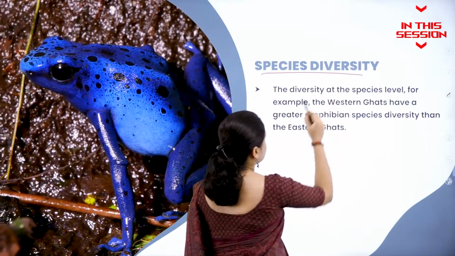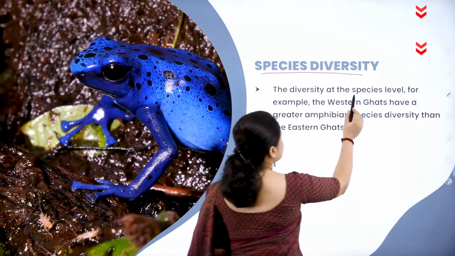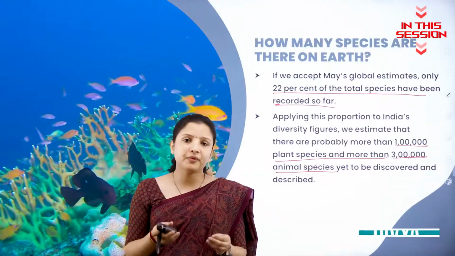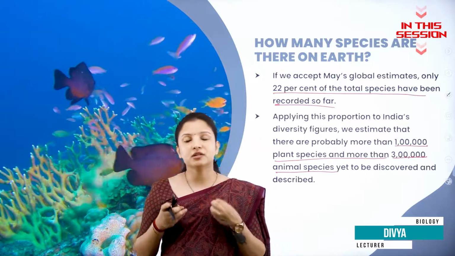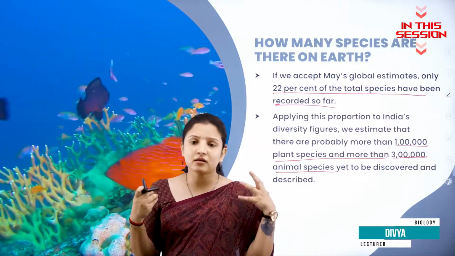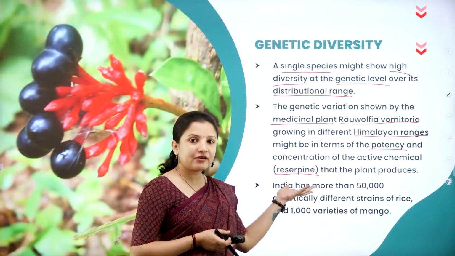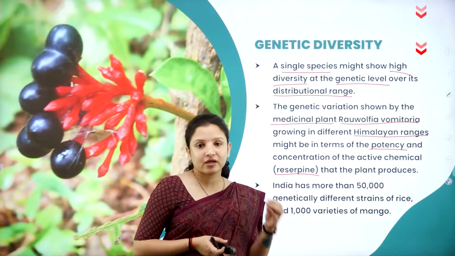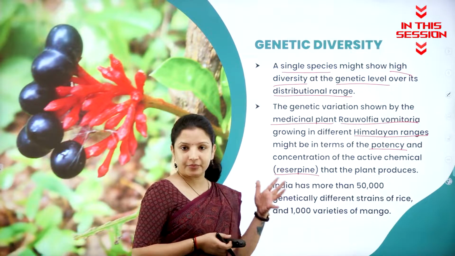Species diversity means the diversity or variation in the organism that occurs at the species level. Proper estimates cannot be given because proper records are not yet available and there are a lot of species which are yet to be discovered. So in the Himalayan ranges, there are different varieties or different species of Rauwolfia vomitoria being present.